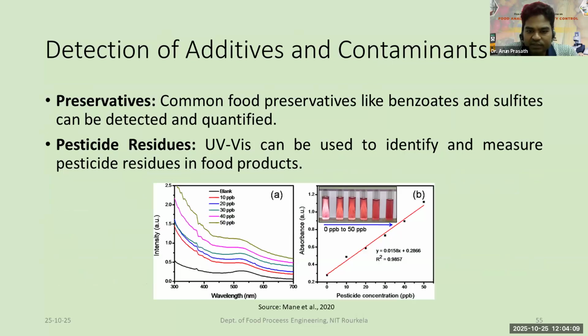For detection of additives and contaminants present in food samples, like preservatives. Common food preservatives like benzoates and sulfates can be detected and quantified. Pesticide residues present in the food materials can be detected and even quantified with the help of this spectroscopy technique. Again the same principle: the concentration increases with the absorbance.